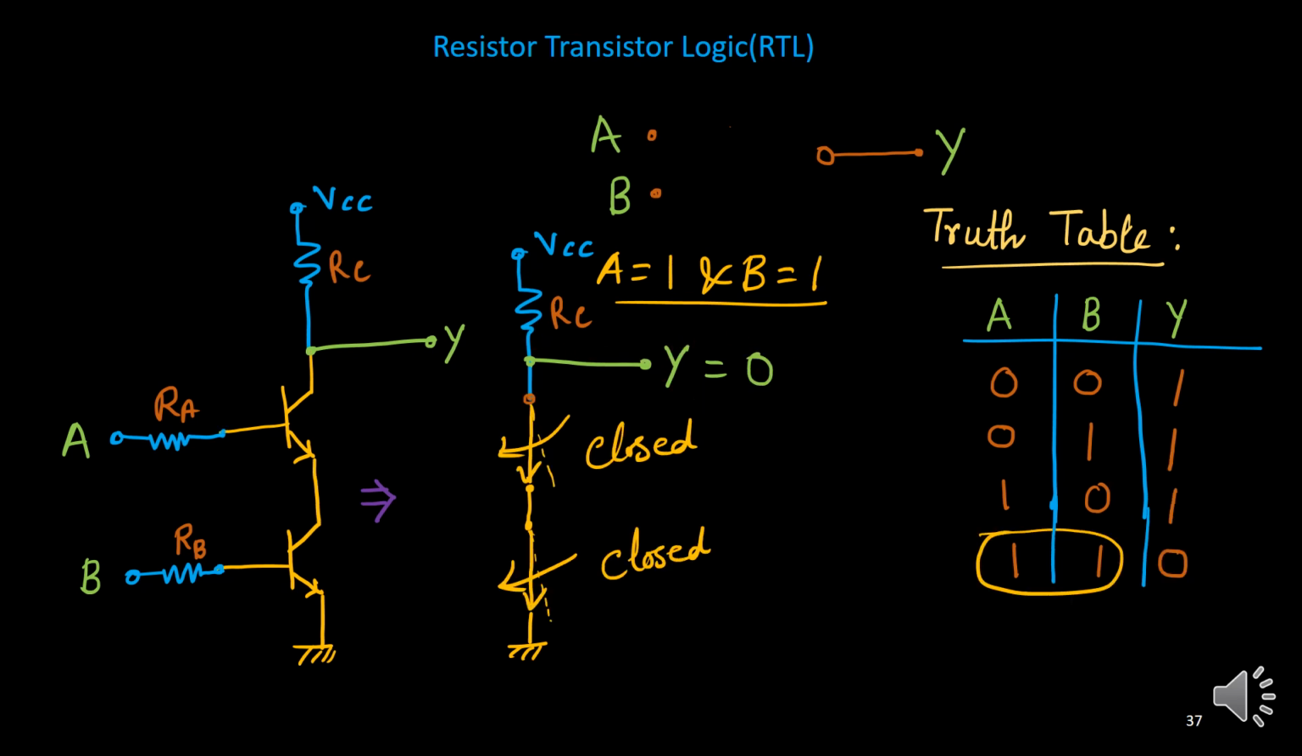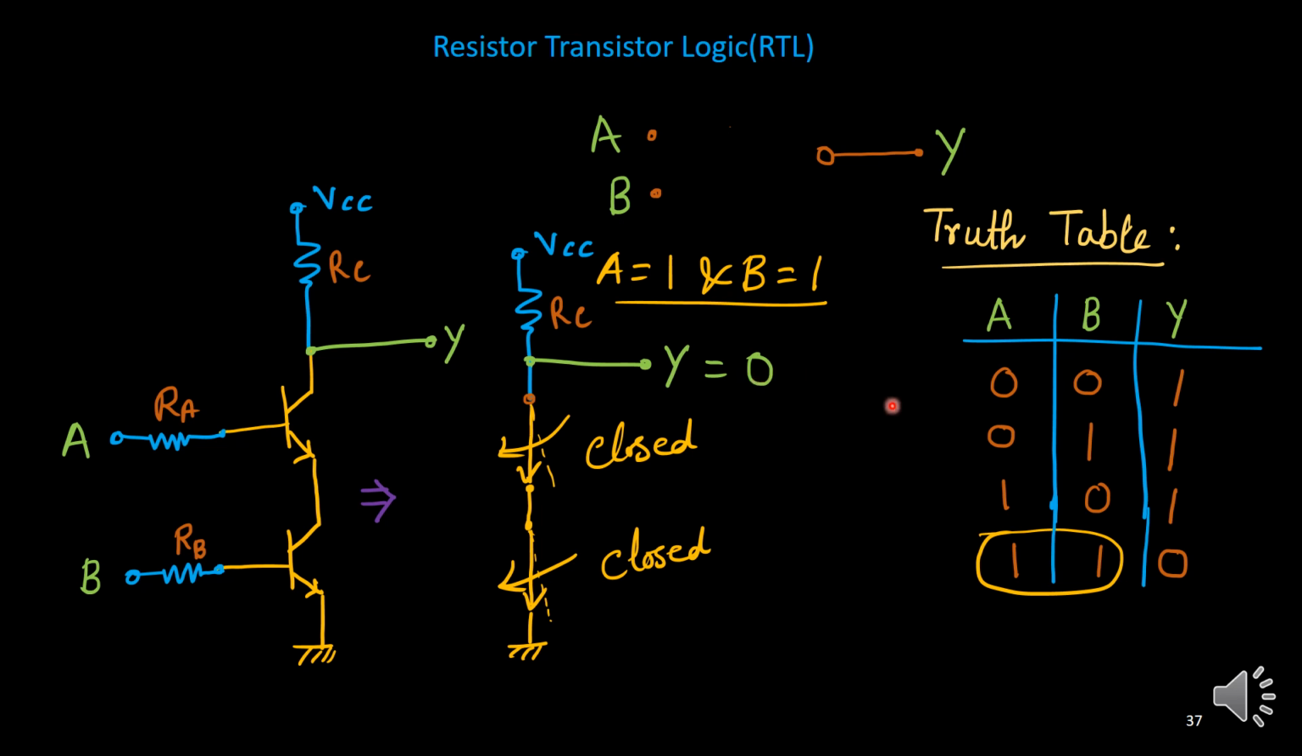But if both are 1 1, then both transistors are closed, so this is a closed circuit path, a huge current will flow, and here this potential will become 0 because it is shorted to ground. No voltage drop here, it is shorted. Here there is a huge voltage drop, the full voltage VCC will drop across the RC, and you will get output 0.